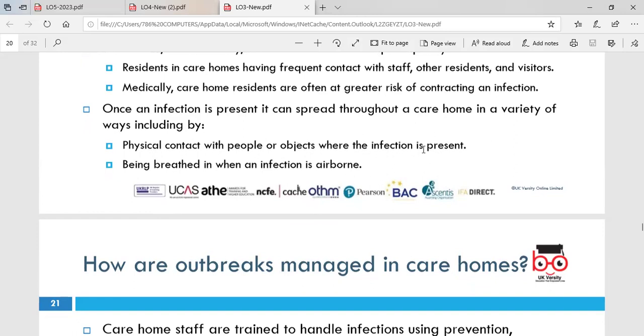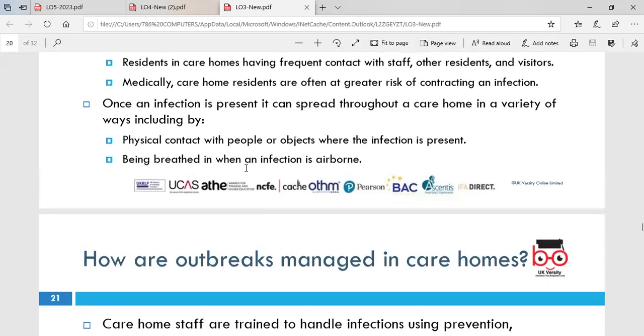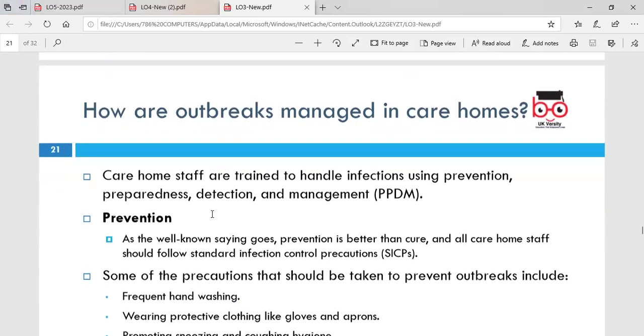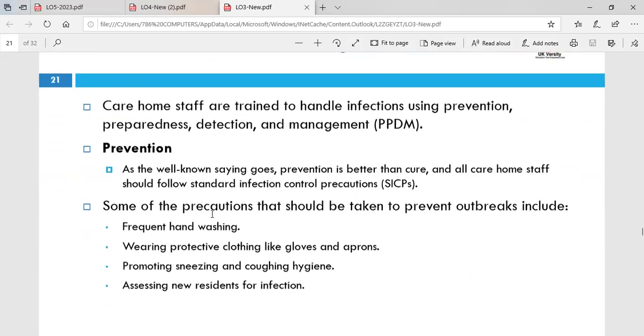Once an infection is present, it can spread throughout a care home in a variety of ways. You can have physical contact from one person to another, or it can be breathed in when the infection is airborne. Airborne infections are when the infection remains in the air or within surrounding material. So you have the floor and the carpets that are full of infection. You have different ways in which the infection can be spread from one person to another. So how are these prevented or controlled?